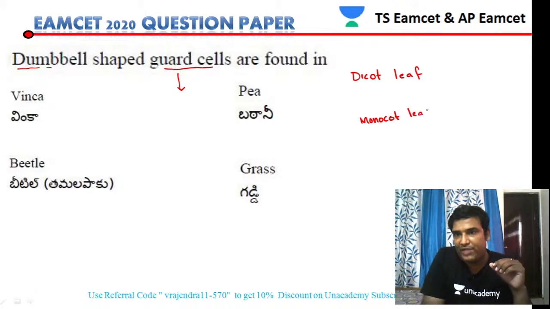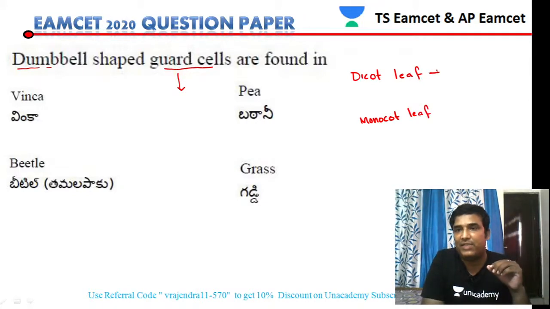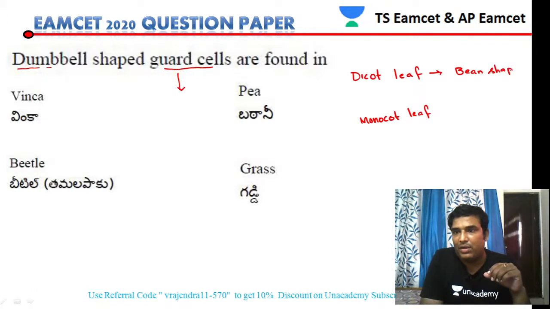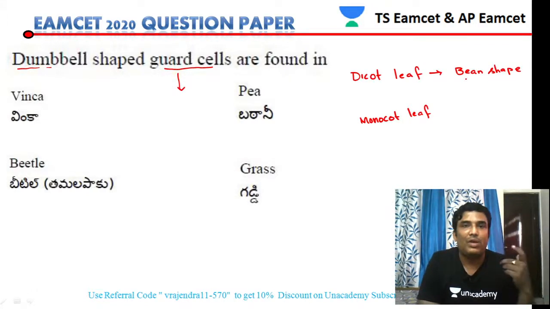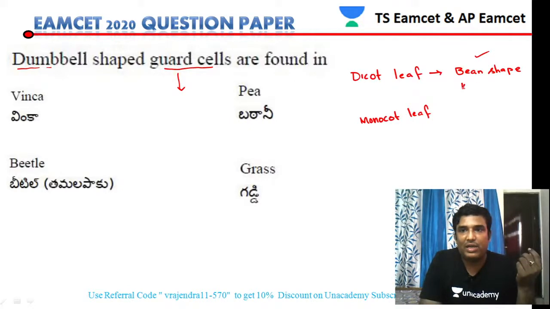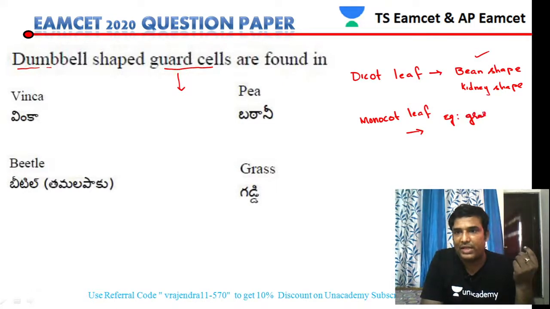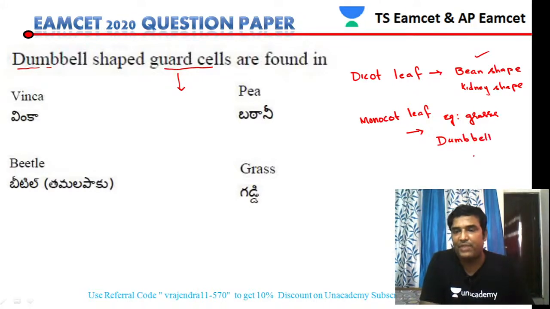If you see the shape of the guard cells, in case of the dicot leaf, in dicots the guard cells are bean shaped, or they are also called kidney shaped. Whereas in case of monocots, especially monocots like grasses, they appear as a dumbbell shape. So that is the shape of the guard cells.